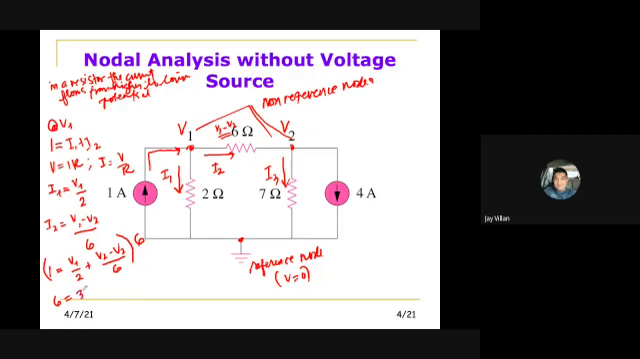is 3V1. Okay, 6 divided by 6 is 1, so that becomes plus V1, this is V1, minus V2. Okay? Right? So combining like terms, 6 is equal to 4V1 minus V2. So this will be our equation 1.